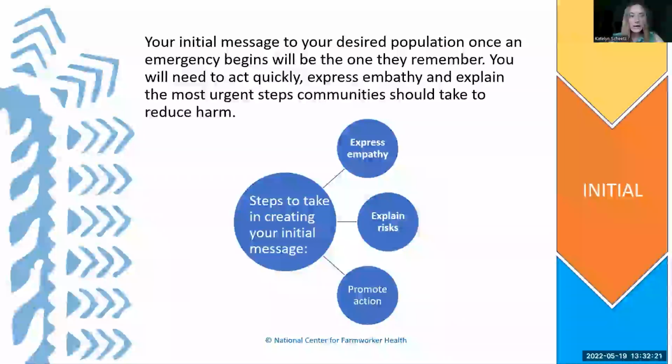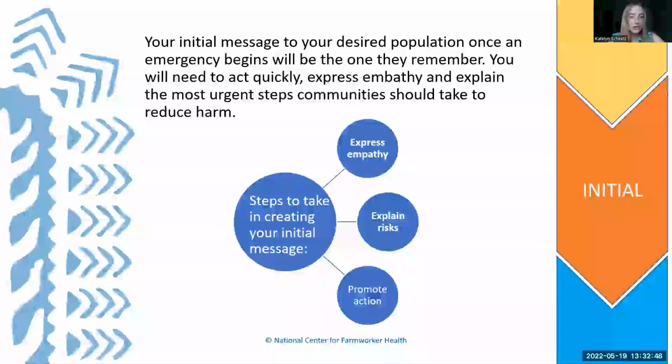So moving down the CERC rhythm into our next step, we have initial. So you've prepared for your emergency, you've drafted and tested your messages, and now is when you get that tornado warning or you see the hurricane in the forecast. And these are some steps that you need to immediately take when you activate your emergency communication plan.